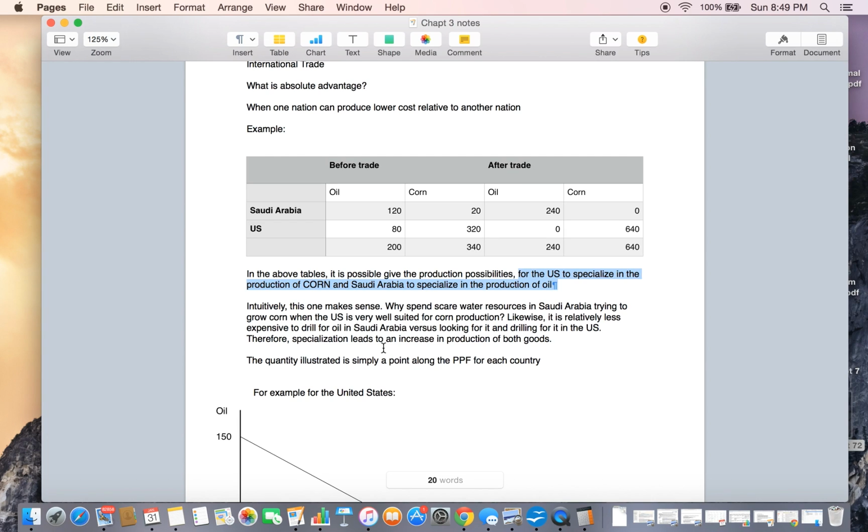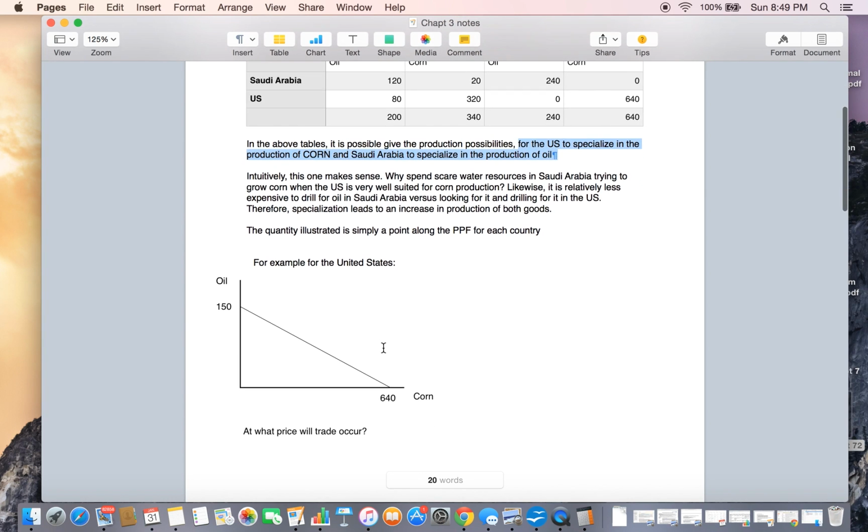We can look at this in terms of opportunity costs. So let's take a look at the production possibilities frontier for the United States. And you might want to pull this section up in your text when we're working through this video. So the production possibilities frontier for the United States shows us that the total maximum amount of oil we could produce if we just produce oil would be 150 barrels. And this means that there's no corn production in the United States.